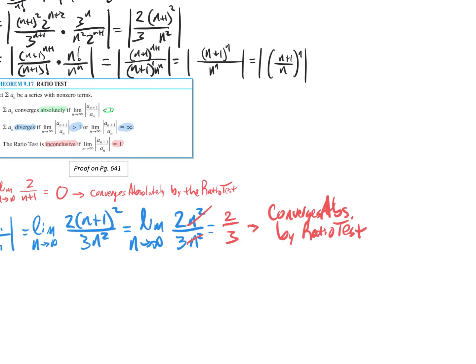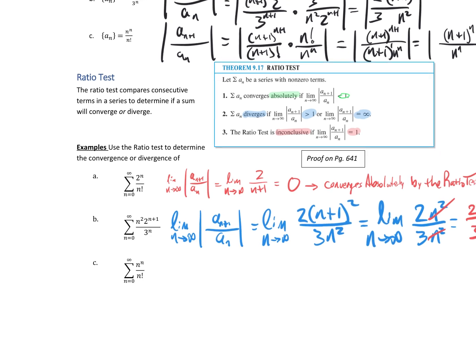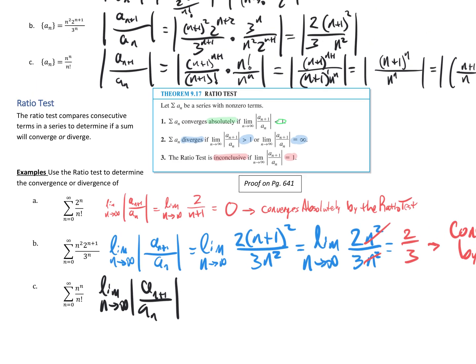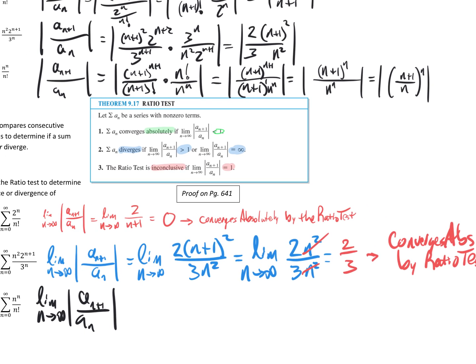Okay, and we got one more here. So if we find our limit as n goes to infinity of a sub n plus 1 over a sub n, okay, let's use what we got up above here. So this is n plus 1 over n to the nth. Okay, so we did all the work. We got our simplified version here. So this is the limit as n goes to infinity of n plus 1 over n to the nth.